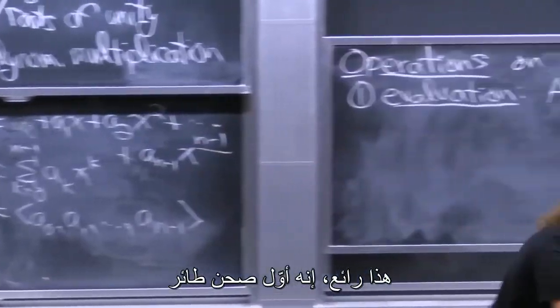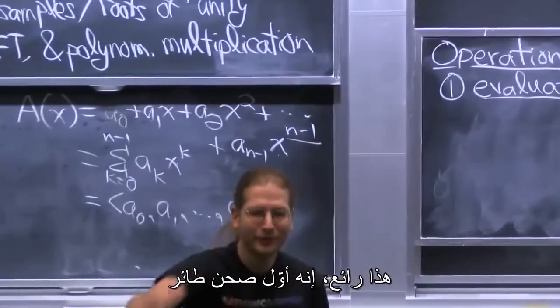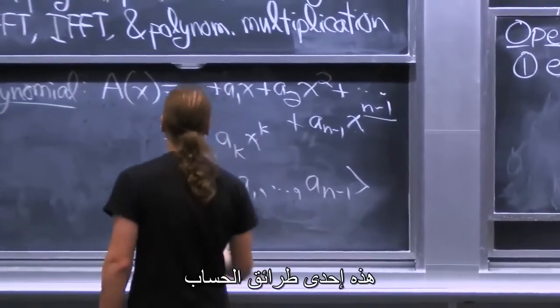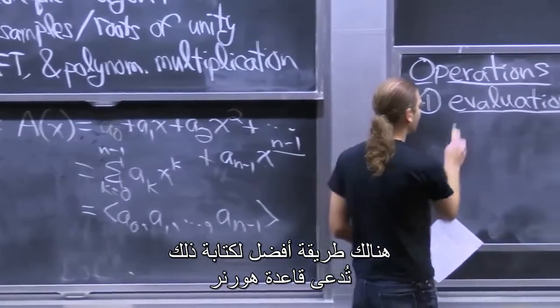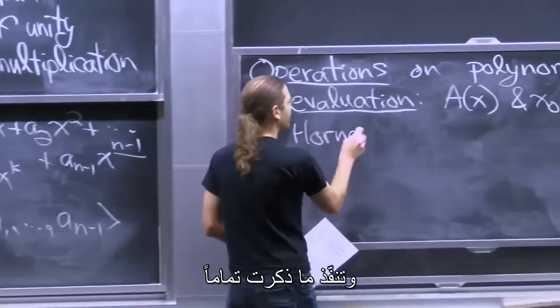Cool. My first Frisbee. So that's one way to do it. There's a slightly slicker way to write it called Horner's rule, but it's doing exactly the same thing that you said.